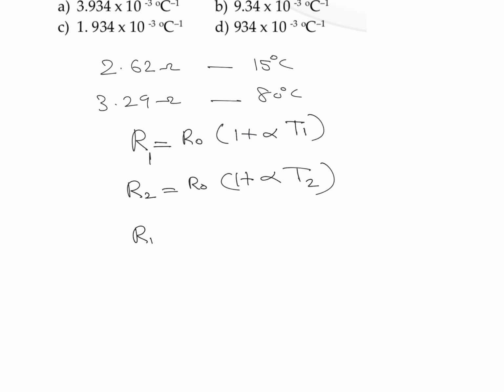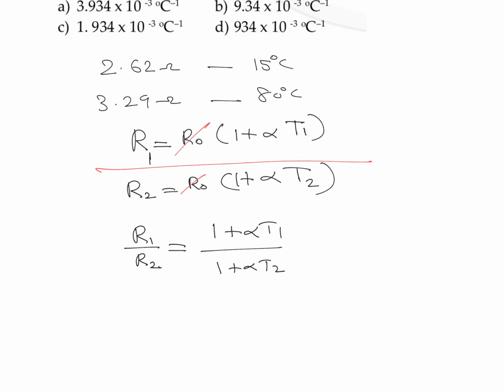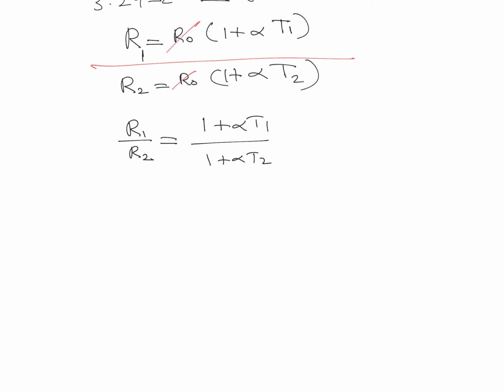If we divide these two equations, we get R1 divided by R2 is equal to R naught and R naught get cancelled. Basically we are dividing these two equations, so this R naught and this R naught get cancelled. So we can write this as equal to 1 plus alpha T1 divided by 1 plus alpha T2. Now from this we can find the value of alpha. So we can write this as R1 plus R1 into alpha into T2 is equal to R2 plus R2 into alpha T1.